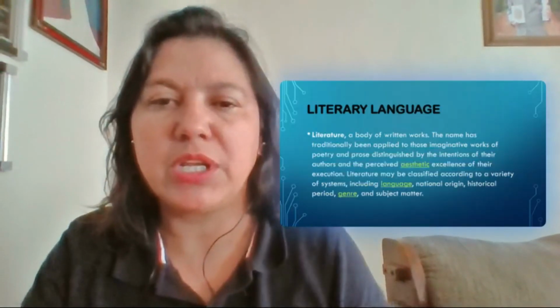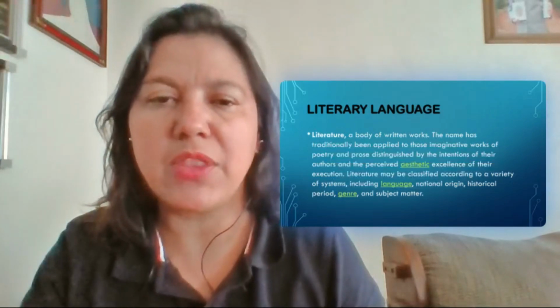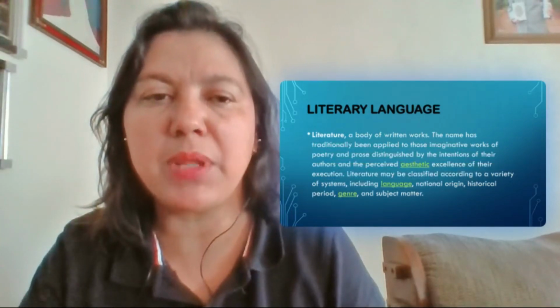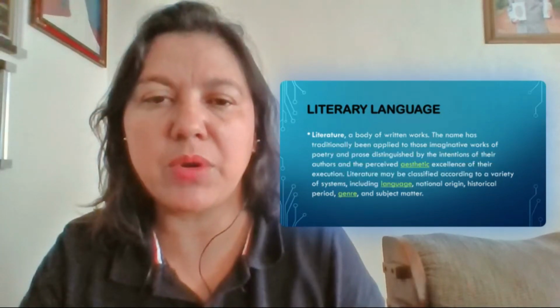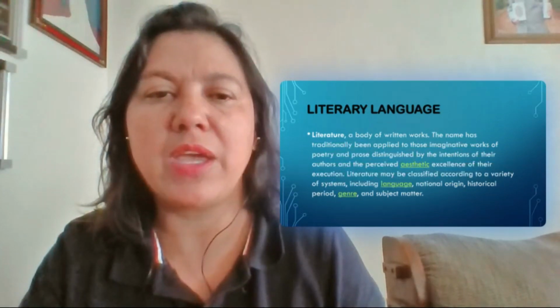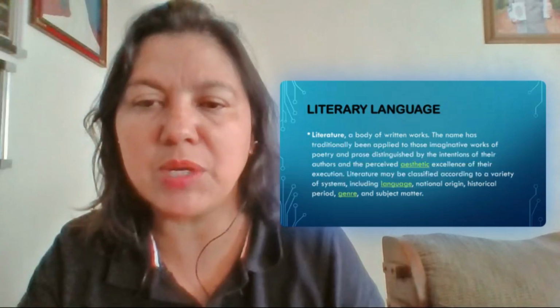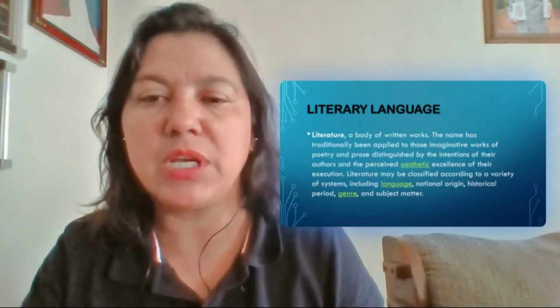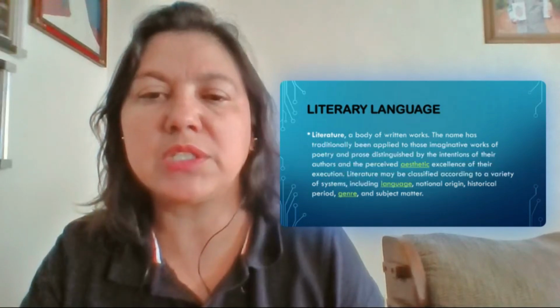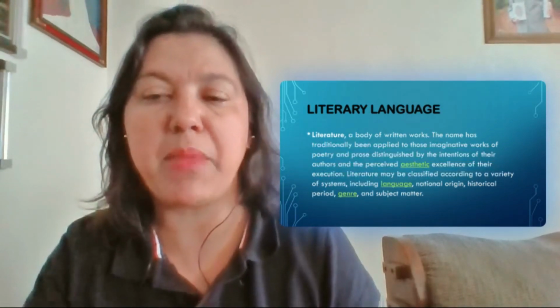Literary language. Here we have, what is literature? A body of written works. The name has traditionally been applied to those imaginative works of poetry and prose, distinguished by the intentions of their authors and the perceived aesthetic excellence of their execution. Literature may be classified according to a variety of systems, including language, national origin, historical period, genre, and subject matter.